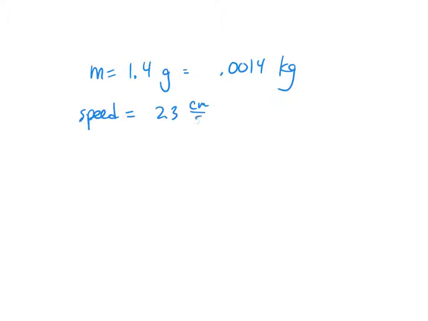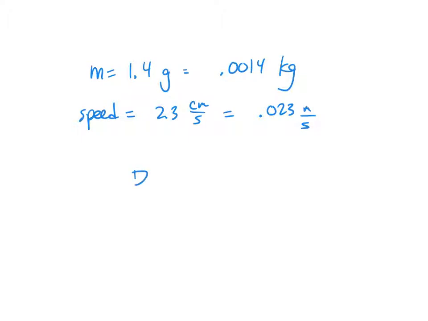So you're given the mass of the fly. The mass of the fly is given as 1.4 grams, which is equal to 0.0014 kilograms. So there's the mass of the fly. We're told that its speed is 2.3 centimeters per second, which equals 0.023 meters per second. So the conversion is the beginning part you have to consider, right? Now you're given a speed, you're given a mass.